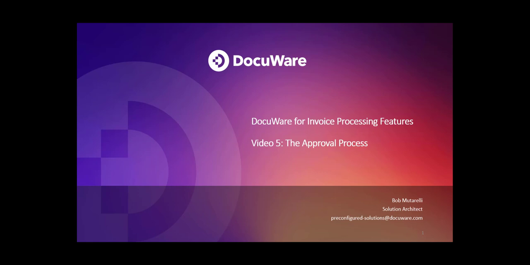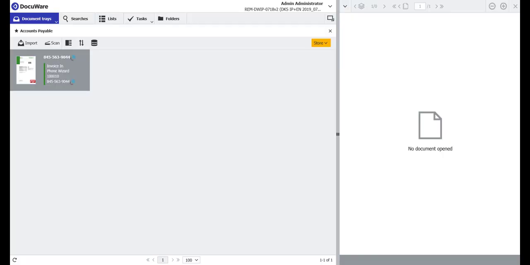I'm a solution architect here at DocuWare, and today we'll be discussing the approval process. In previous videos, we saw invoices processed using the straight-through approval methods like the quick match and the three-way match. Today we'll talk about the approach taken when an invoice does not meet either of those criteria.